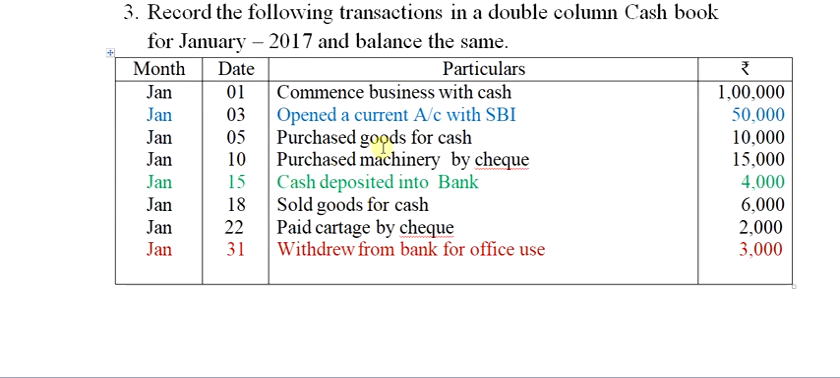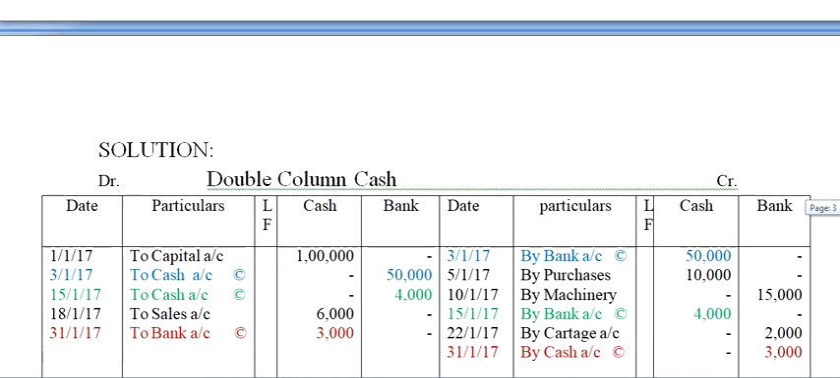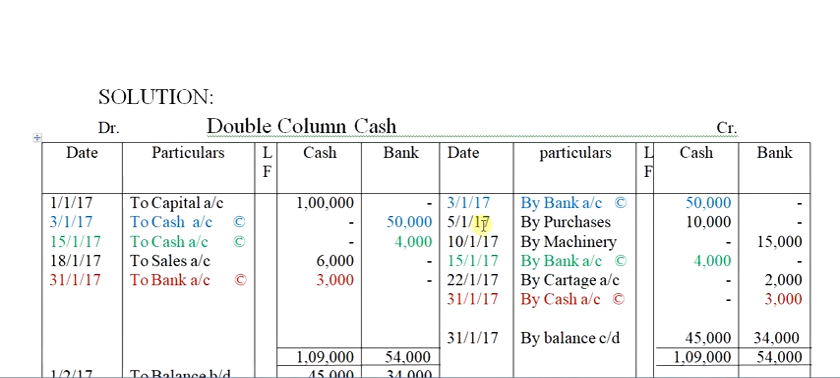Jan 5th, purchased goods for cash rupees 10,000. When we purchase goods for cash, what happens? Our cash balance reduces. On 5th of Jan 2017, by purchases 10,000, because our cash balance reduces.